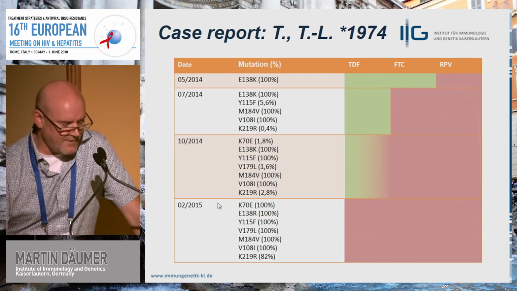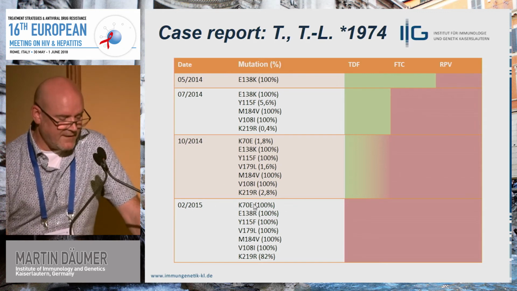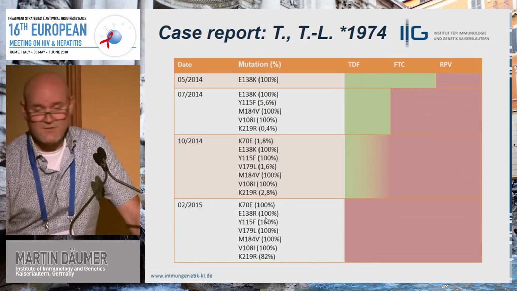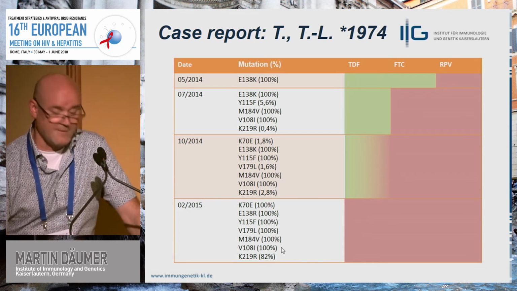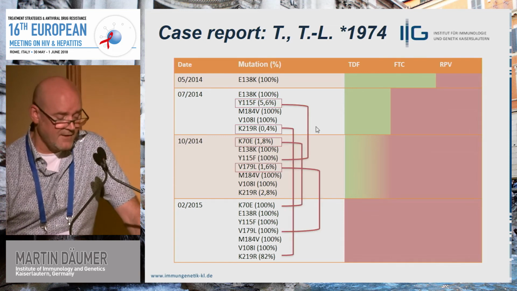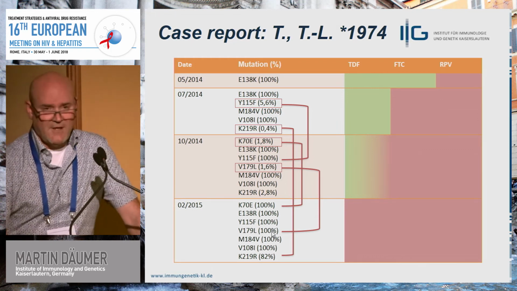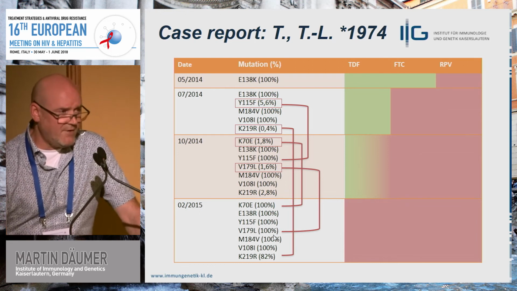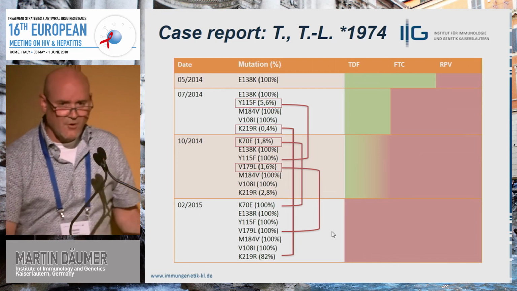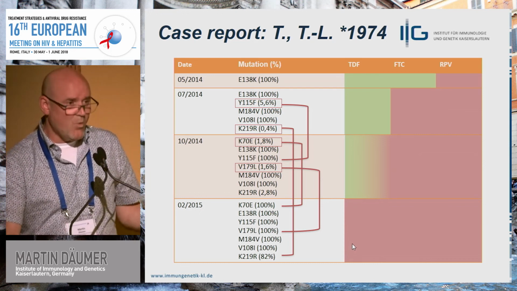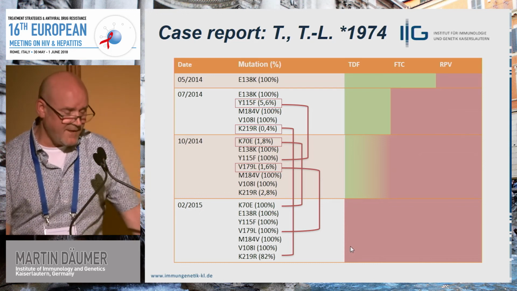And further, a few months later, the K70E is present there at 100%, and this is true for almost all the other mutations right there. And you see there's the linkage, also the 179L mutation, which is later on present there at 100%. So the detection of these minor variants at a distinct time could lead, with the ongoing drug pressure, of course, to 100% at the end of the failure.